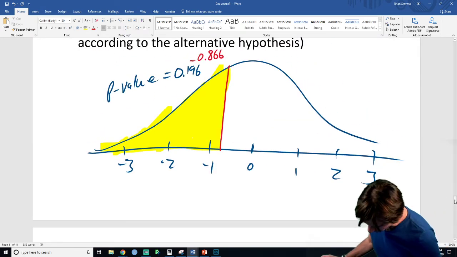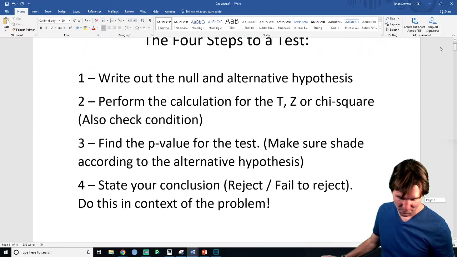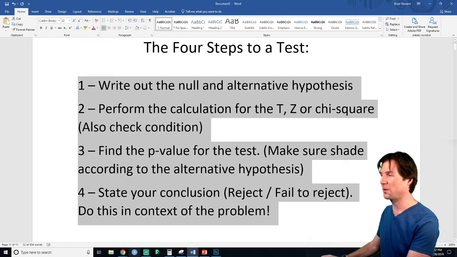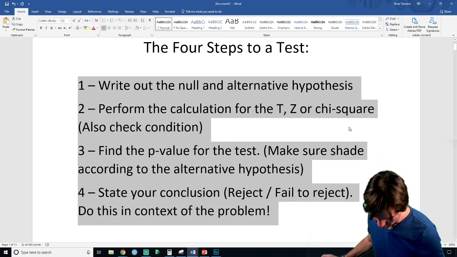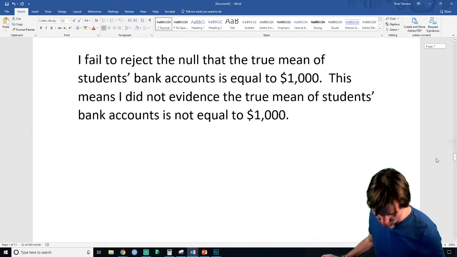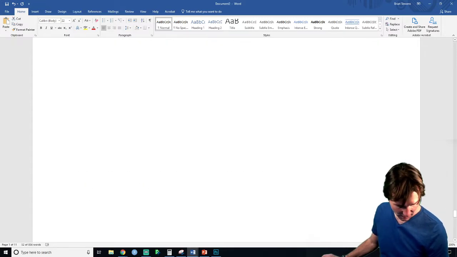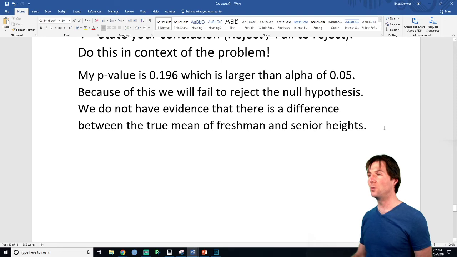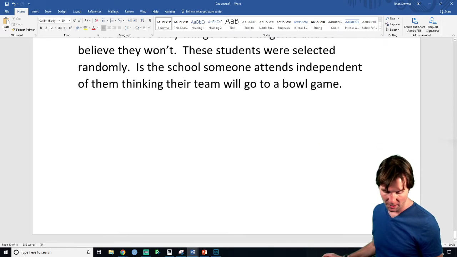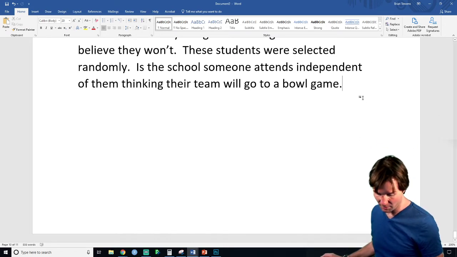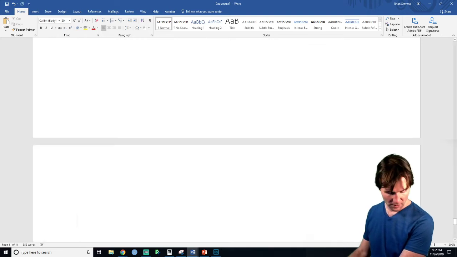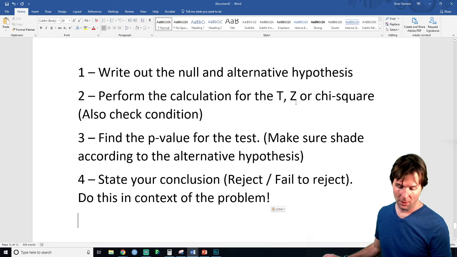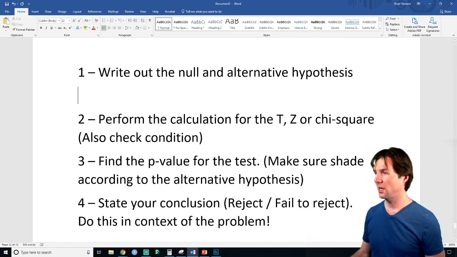Let's go grab our 4 steps. Our 4 steps will be used once again. So let's do it. We're going to go back to the problem, and then go to a new page for our 4 steps. Okay, we need to write out the null and the alternative.